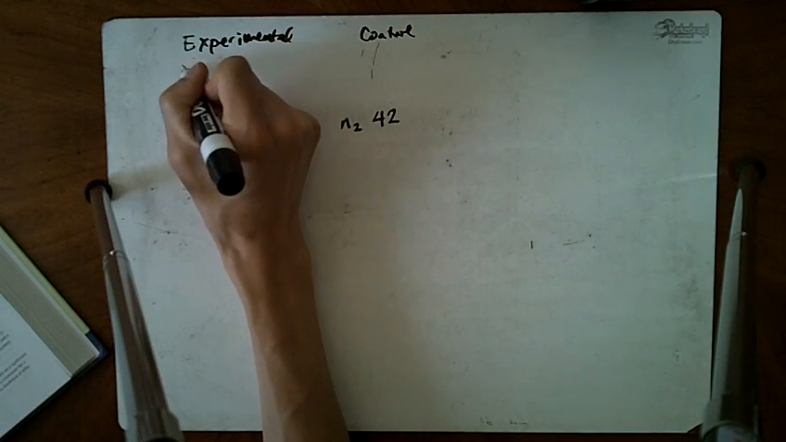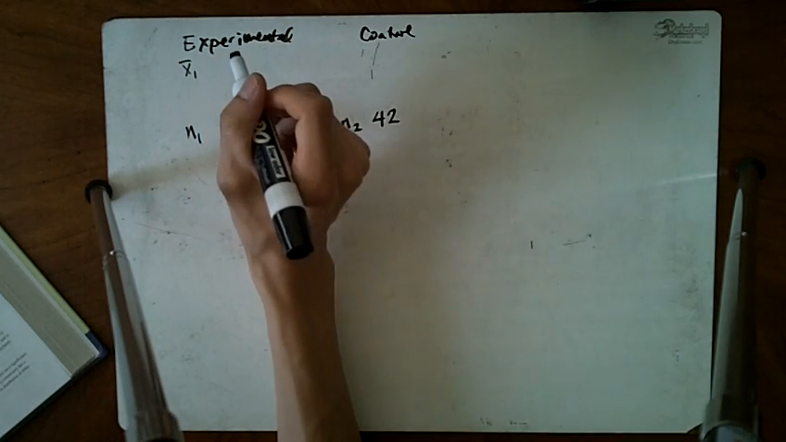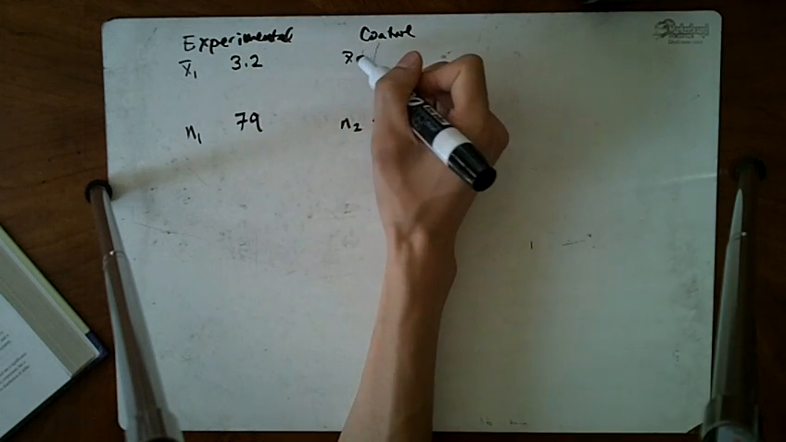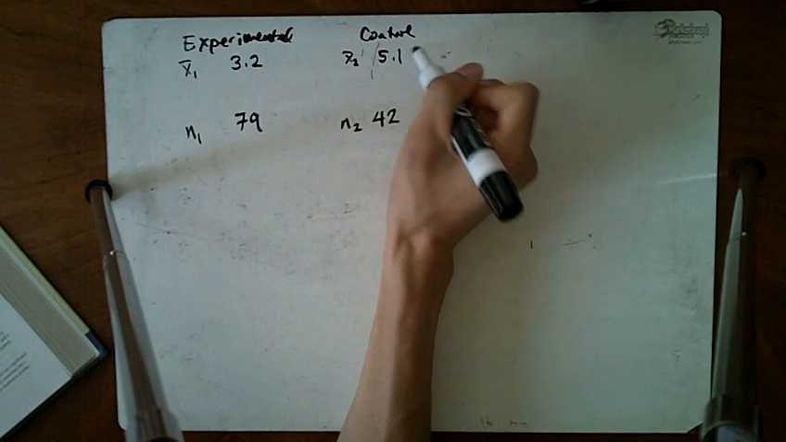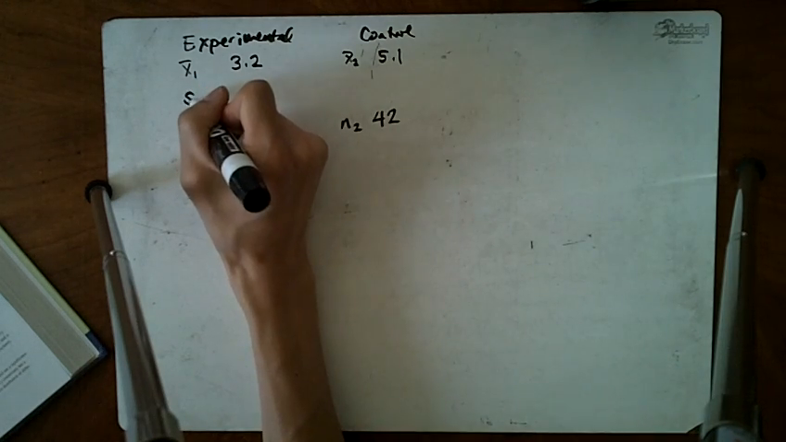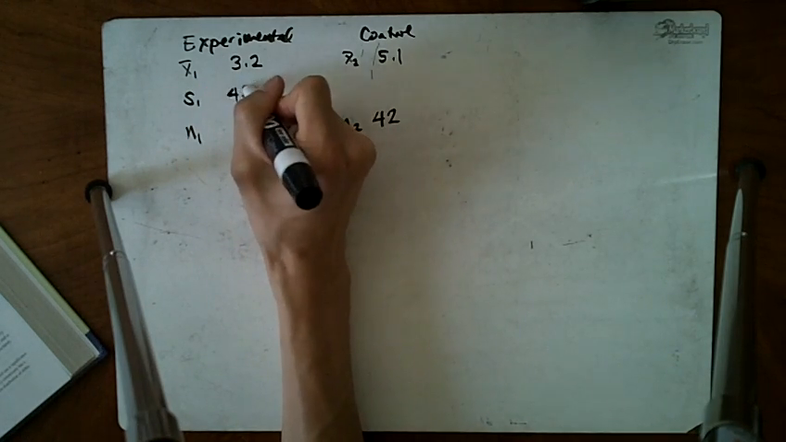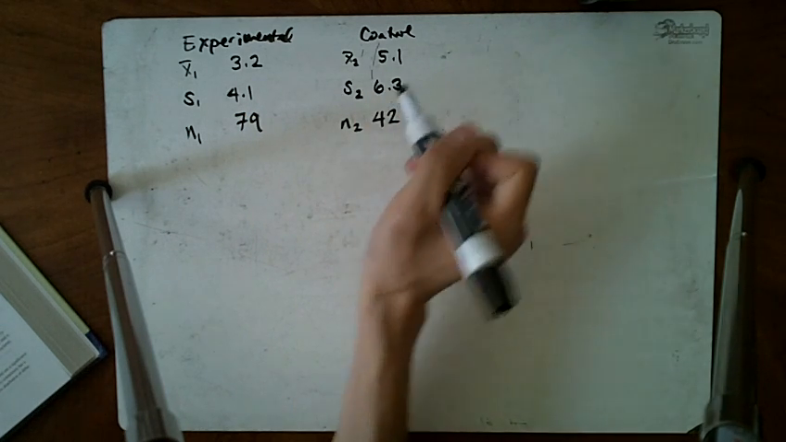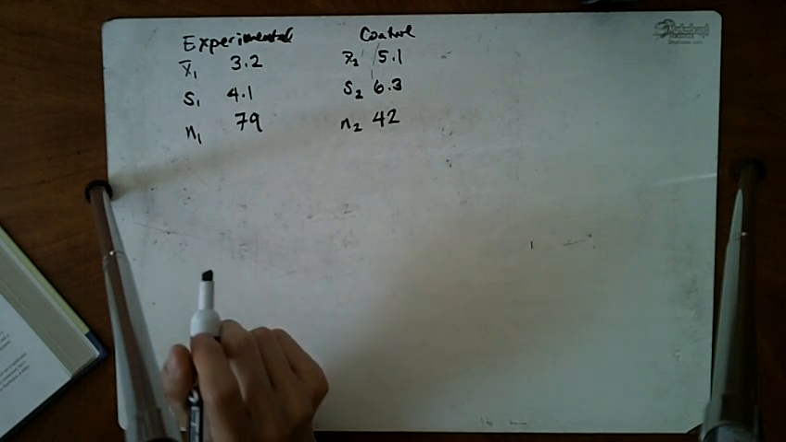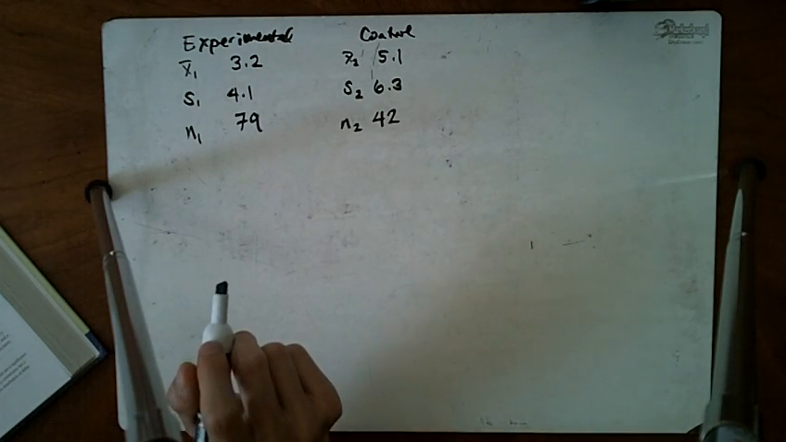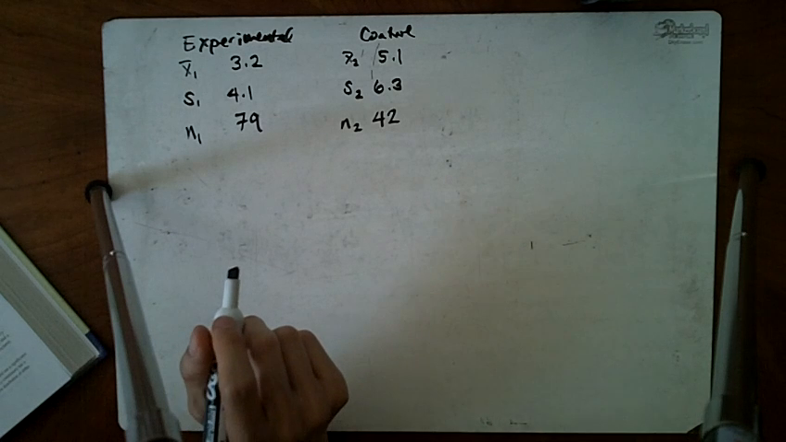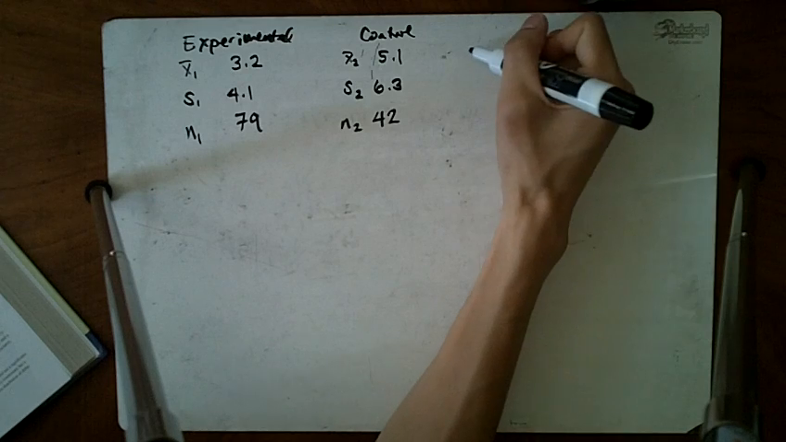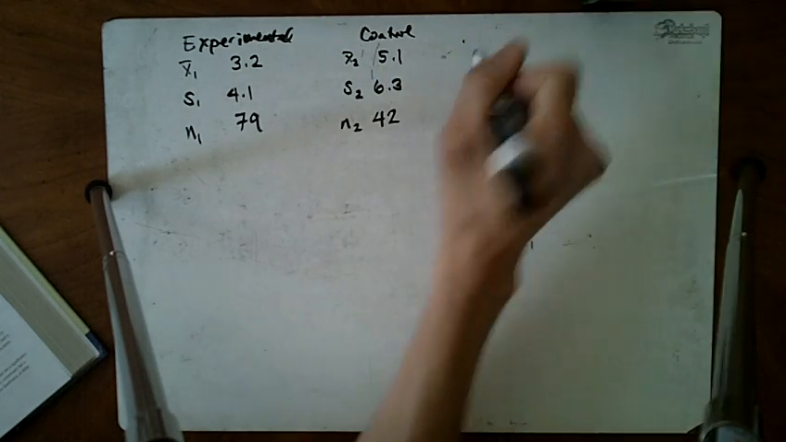The mean of the experimental group, so that's my x bar of group 1, was 3.2, and the mean of the control group, x bar of group 2, was 5.1. The standard deviation S of group 1 is 4.1, and the standard deviation of group 2 is 6.3. And based on this, we want to see if the letter from the police was effective in reducing the number of crimes at the 5% level, okay? So that's their experimental group.